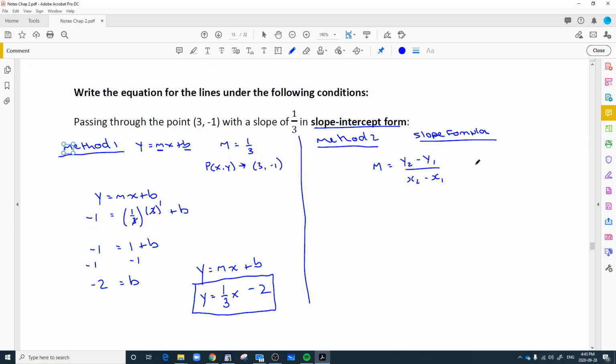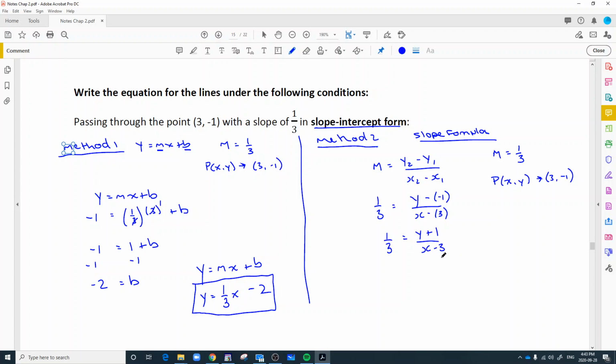So method 2, we do the same thing. They gave us the slope as 1/3, so you put that in for slope. And then what you do is you take one of your points and just call it (x, y). Drop your subscripts. And then you're going to say, okay, your point (x, y) was (3, -1). So you're going to put in the -1 for y, and you're going to put in the 3 for the x. Now you're going to simplify. So you get 1/3 is equal to (y plus 1) over (x minus 3).